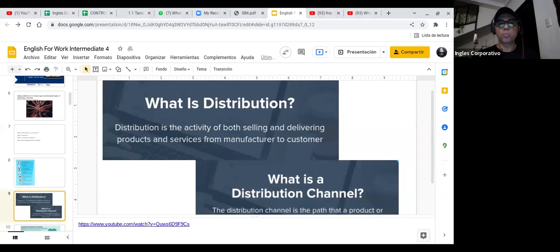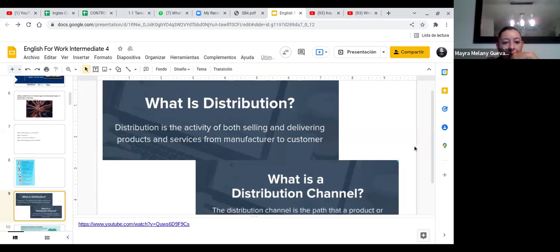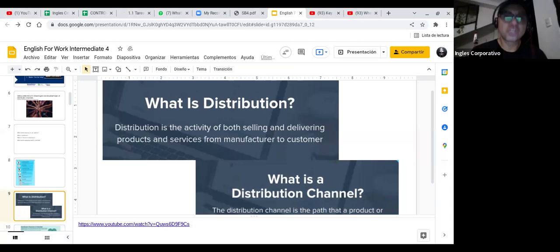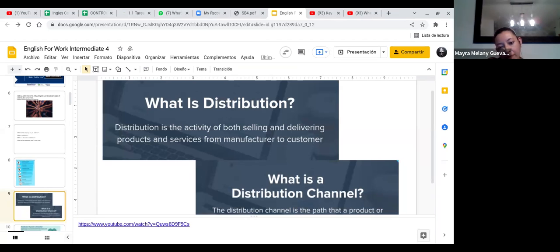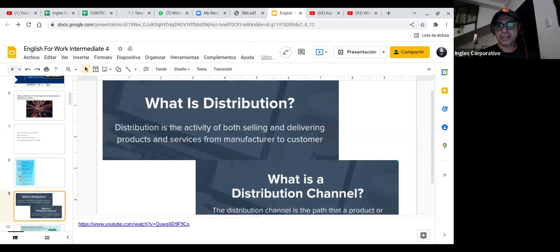Okay. So what is distribution? Who wants to read this one, please? Me, teacher. What is distribution? Distribution is the activity of both selling and delivering products and service from manufacturer to customers. Very good. So in general, of course, there are other definitions of this one, but in general, distribution is the activity of both selling and delivering products and services from manufacturer to customer.